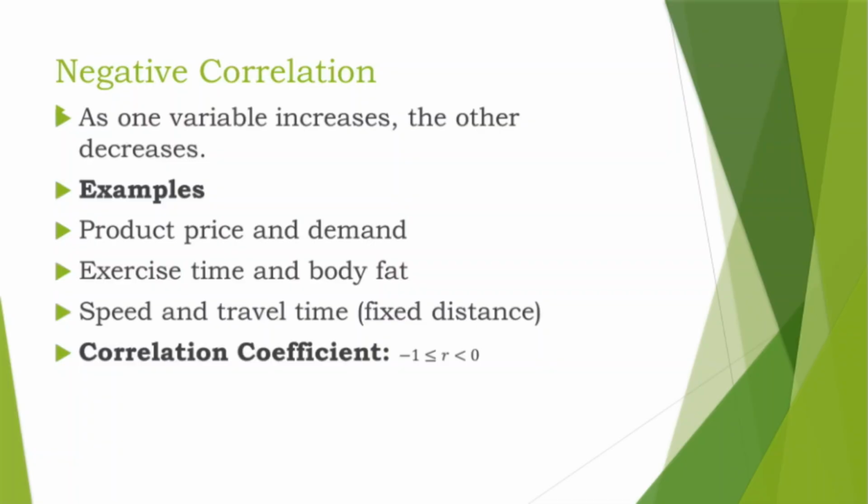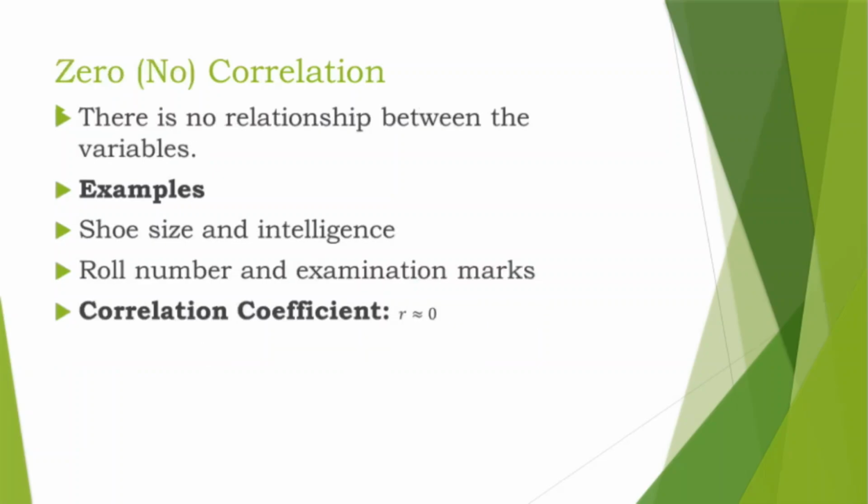A negative correlation occurs when the variables move in opposite directions. As one variable increases, the other decreases. For example, as the speed of a vehicle increases, the time required to travel a fixed distance decreases. Similarly, increasing exercise levels may reduce body fat percentage, demonstrating an inverse relationship between the variables.